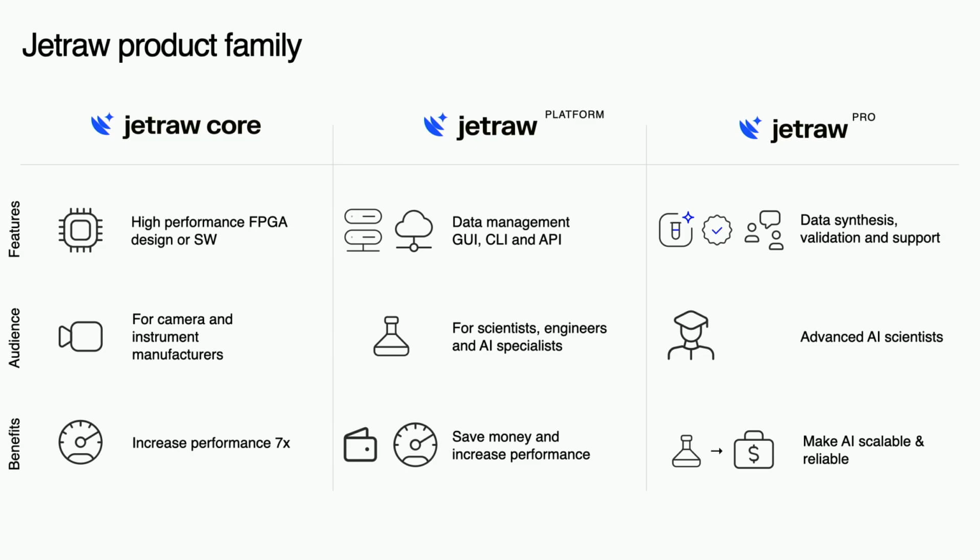So you have these three elements in our product. The JetRaw core, which is hardware or software for manufacturers, basically increases performance. Then you have the platform, which makes it nice and easy to deal with lots and lots of data. Then you have the Platform Pro version, which has the synthetic data abilities, and we also have a service to help you get started with these physical principles in imaging.